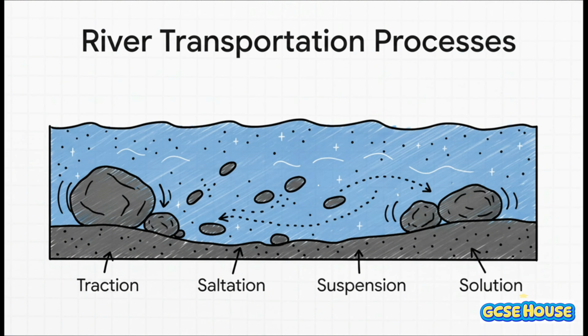For the really big stuff, the giant boulders, that's traction. They just get rolled along the bottom. For smaller pebbles and stones, you get saltation. It's like they're bouncing or skipping along the riverbed. Then there's suspension. This is all the really fine, light material that's just held up and carried along within the water itself. It's what makes rivers look muddy. And finally, you have solution again, this time carrying those dissolved minerals downstream, totally invisible.